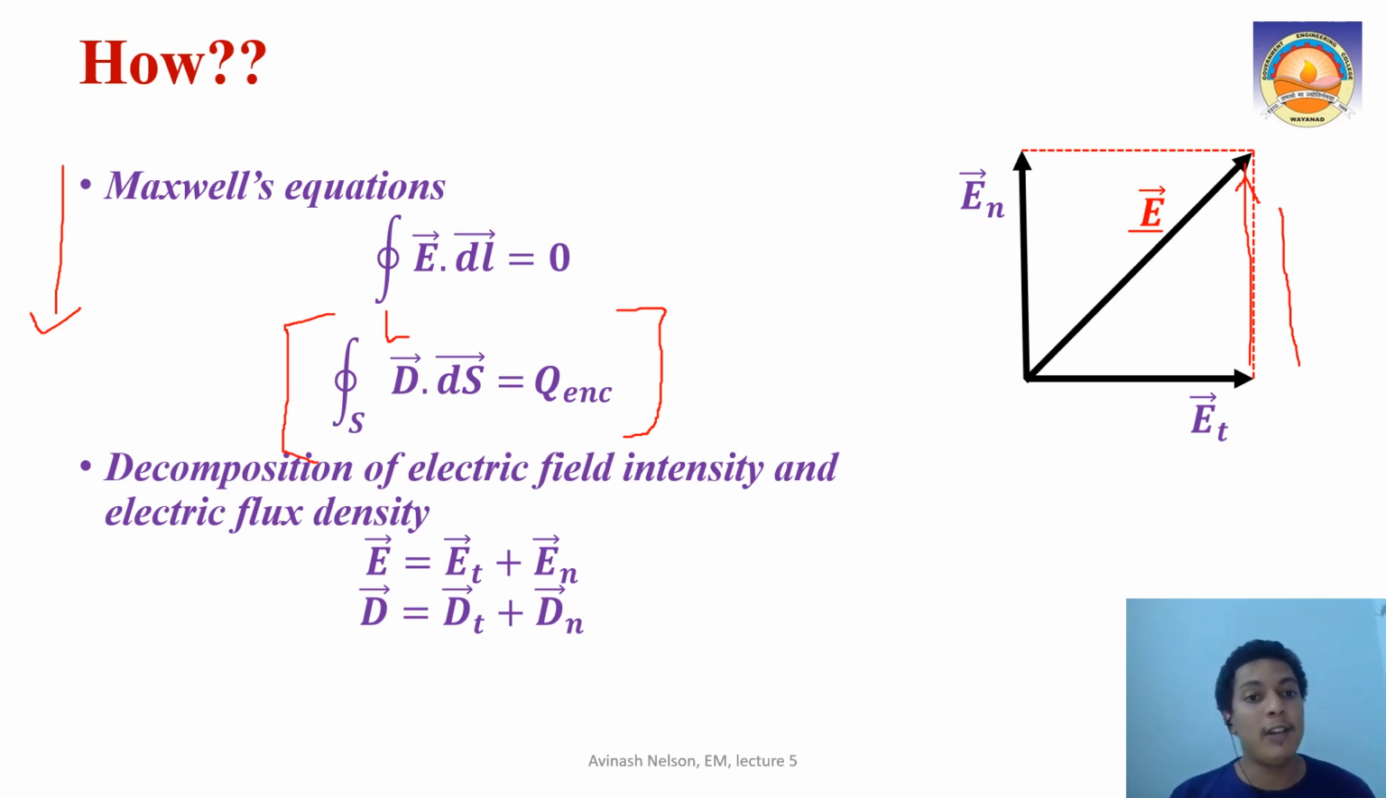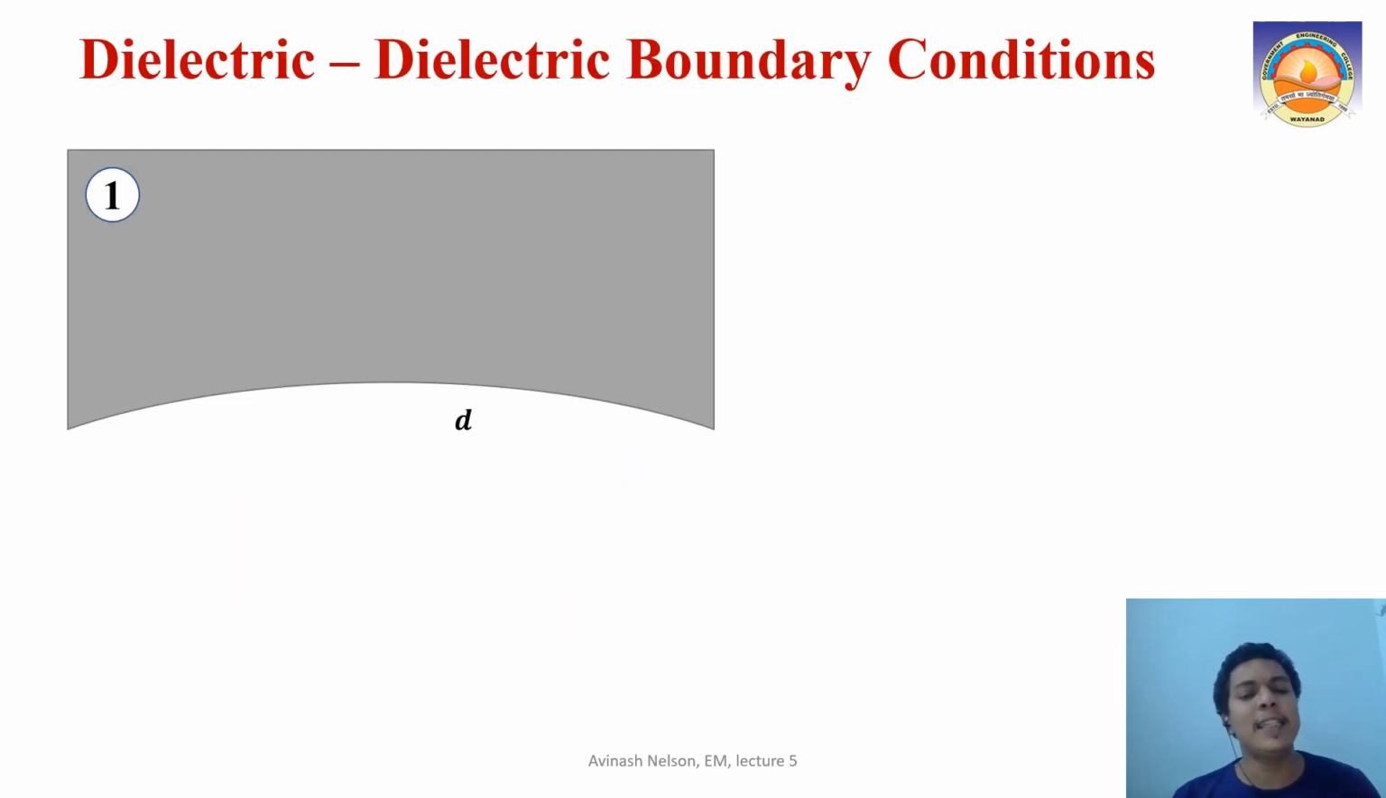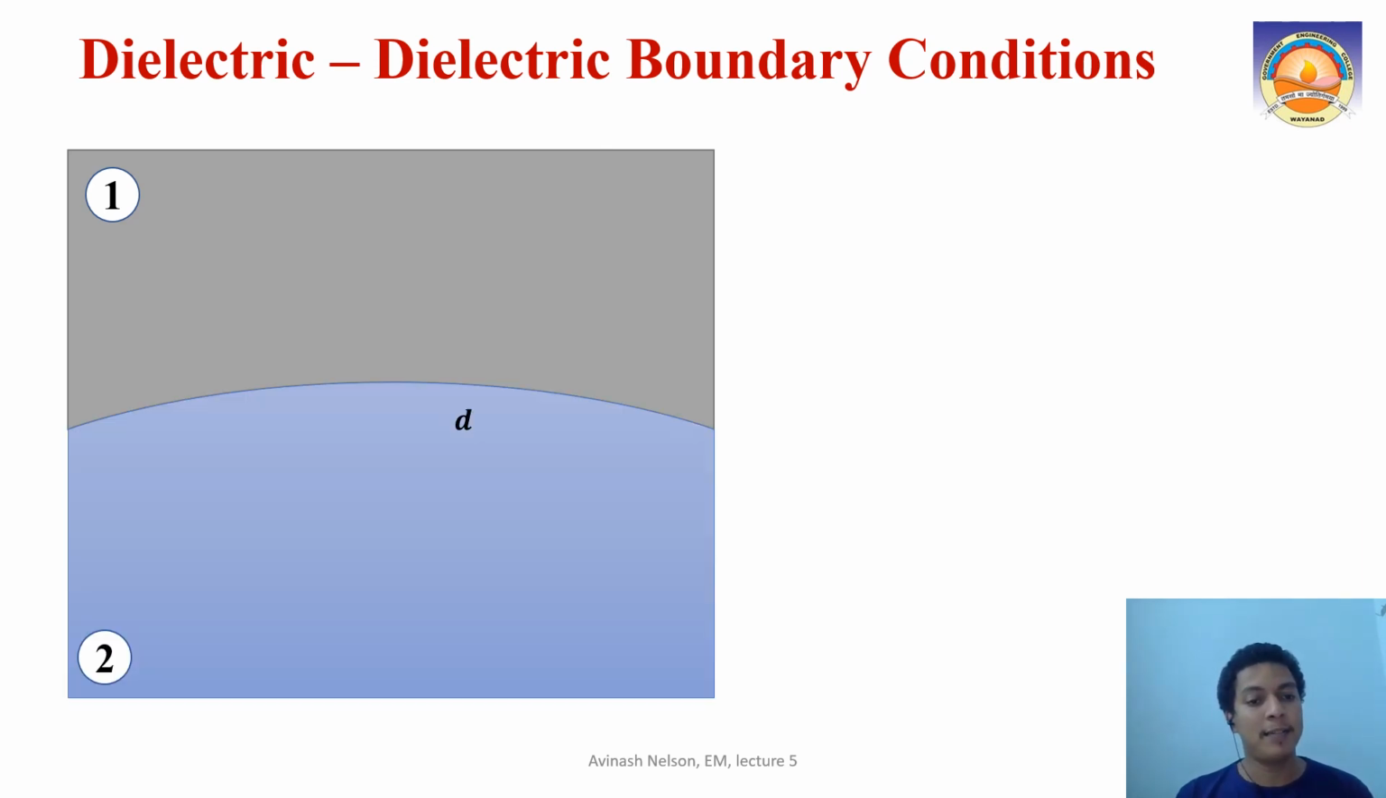Clear? So now let us get straight into the boundary. Let us see the dielectric boundary conditions. There we have two mediums, right? This is the first medium as I have drawn here, and this is the second medium. What is the difference between these two media? The major difference is that their permittivities are different. One has permittivity epsilon 1, the other has permittivity epsilon 2. That is the difference between these two dielectrics.